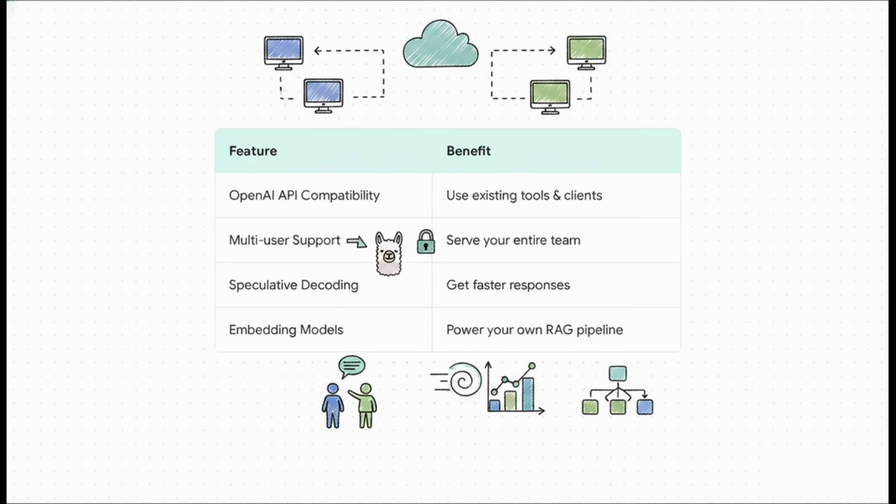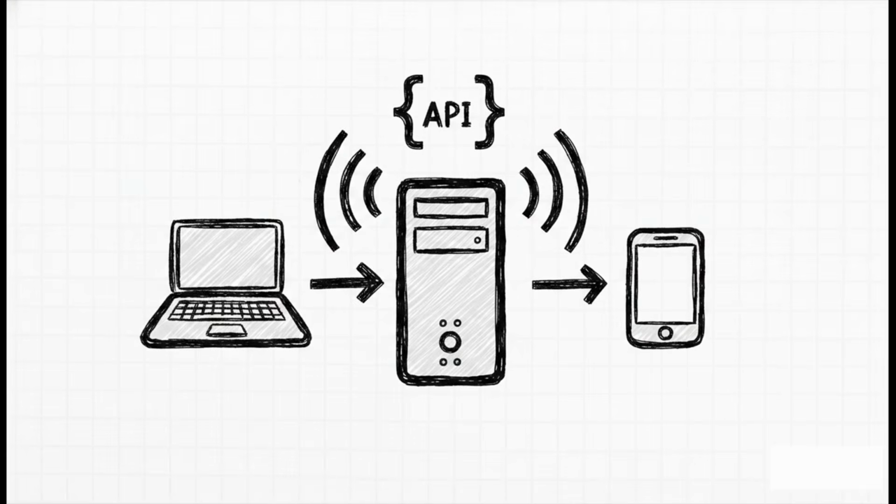What does that mean? It means any tool, any app, any script you have that's built to talk to OpenAI can now talk to your local model instead, and you don't have to change a single line of code. Plus, it supports multiple users and has all these advanced features to get you faster responses. It's perfect for building your own custom apps. And starting it up is just as easy as the chat tool. You run the llama-server command, point it at your model file, and bam, instantly you have a personal AI API running on your local network, just waiting to power whatever you can dream up.